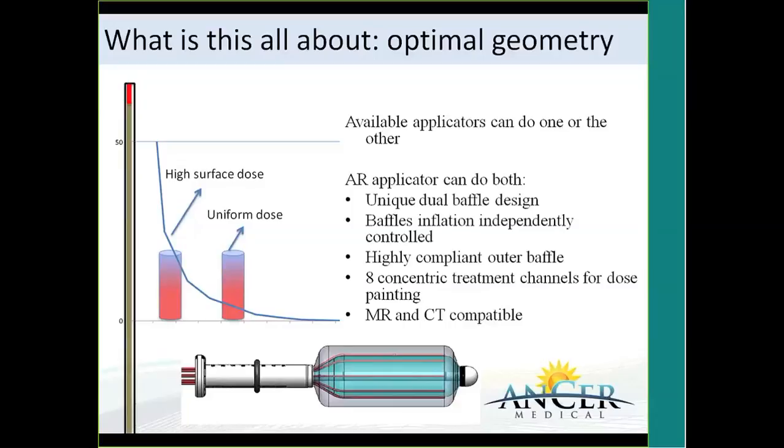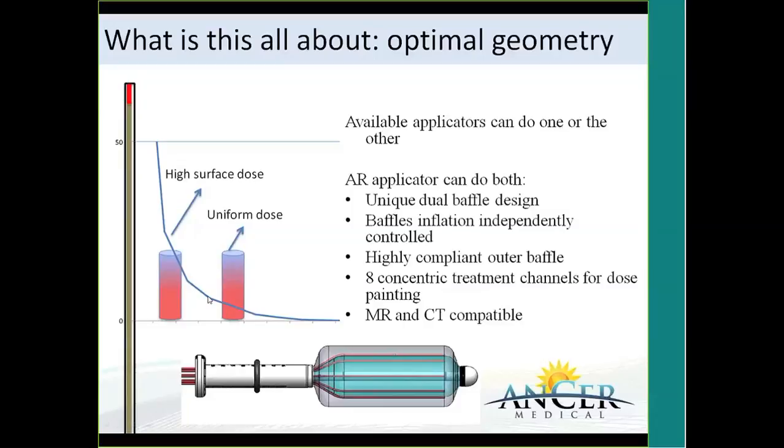To be able to do that, you need an applicator that can both push the tumor away for diffuse tumors, or allow the tumor to get close to the source for solid exophytic tumors. And so this is what the AR applicator is. The way we achieve it is by having a dual balloon design. We have an inner balloon that holds where the catheters are mounted, and then we have an outer balloon that pushes the mucosa away.